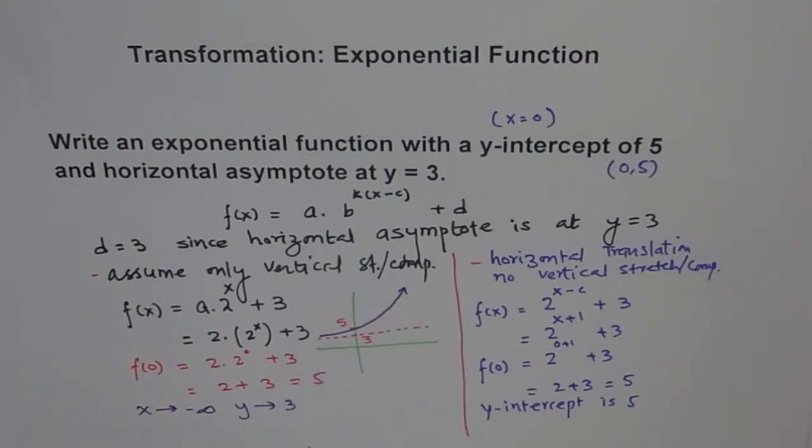Remember one thing: there could be more than one solution for a given condition, and an easy way is to assume that one thing is varying and the other thing is not varying. That helps us come to a good solution.